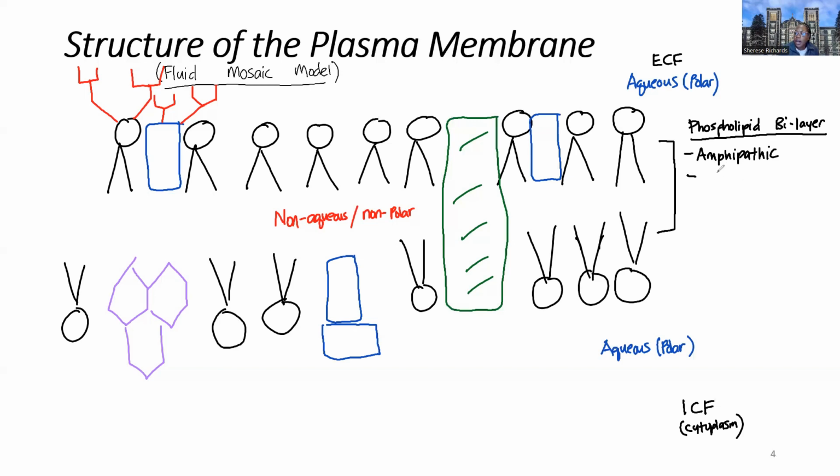Another feature that they offer the membrane is fluidity and flexibility, which means that they allow some things to go through, others to not, but they also give some movement to the membrane. They're not rigid or fixed structures. And we'll talk about some of the cholesterol function, which is to break up the interactions between these phospholipids.